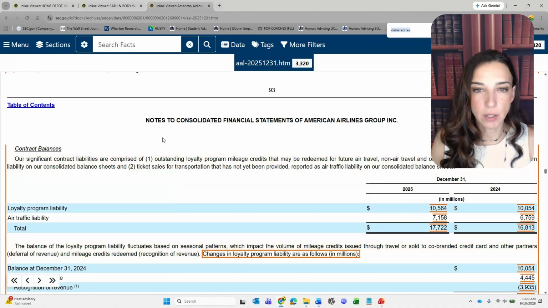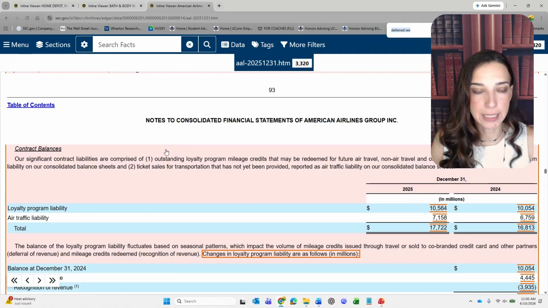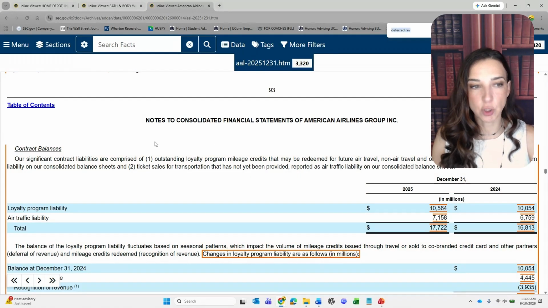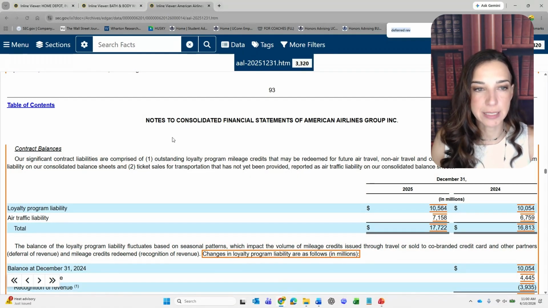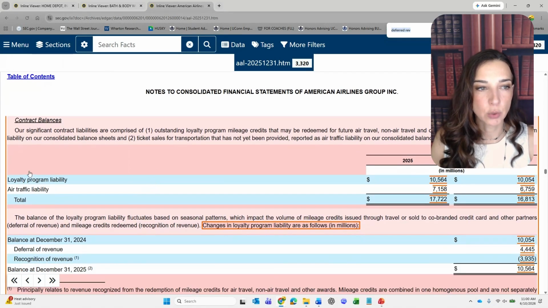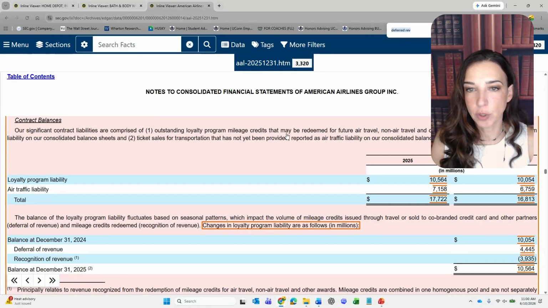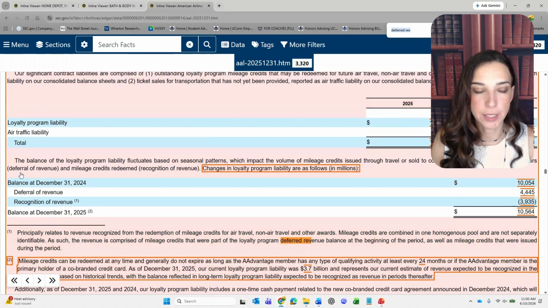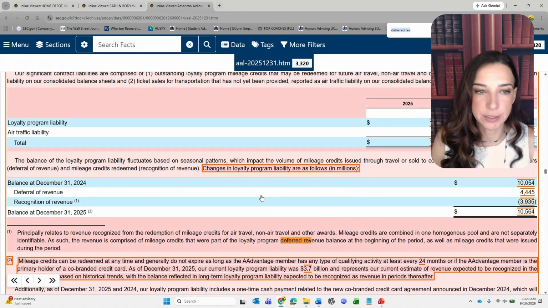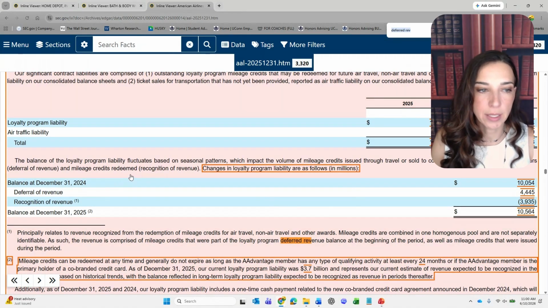They have quite a large amount of disclosure in their 10-K because it's a big number. In relative terms, these three liabilities combined are almost 30% of the total assets. So here we see that their significant contract liabilities are loyalty program mileage credits that can be redeemed for future air travel, non-air travel, and other rewards. They talk a little bit about how they evaluate them, the fact that there are fluctuations based on seasonal patterns, how likely these are to be redeemed, when, etc.